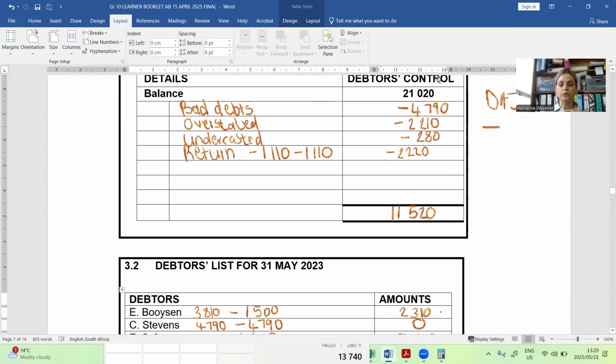So always look out for where the mistake occurred. What must I do to now get rid of this mistake? Did it go wrong in my journals, or was it just when I posted it to either debtors control or the debtors ledger where the mistake came in, and then just fix it there?